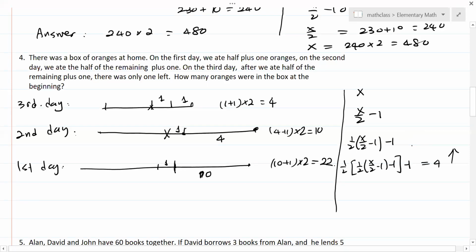And then here, that's going to be plus 1 multiplied by 2. So 4 plus 1 times 2, okay? Then here, that's going to be 10, right? Then here is 10 plus 1 multiplied by 2. So you go back, okay? Then this will be 20. Yeah, that one, sorry. Yeah, that will be 22.